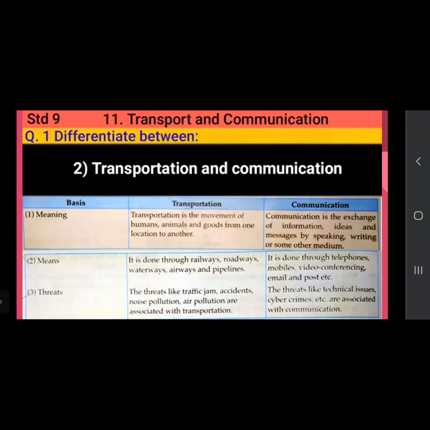The threats like traffic jam, accident, noise pollution, and air pollution are associated with transportation. These are always with transportation. The threats like technical issues and cyber crimes are associated with communication. So in communication, technical issues may be there and cyber crimes may happen.